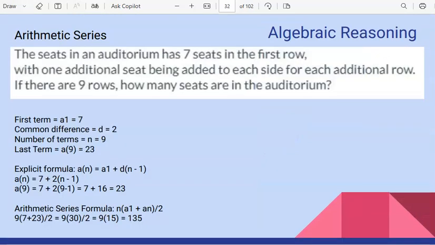Arithmetic series. The seats in the auditorium has 7 seats in the first row, with 1 additional seat being added to each side for each additional row. If there are 9 rows, how many seats are in the auditorium? So if we have a long time on this, we could actually draw out all the seats.